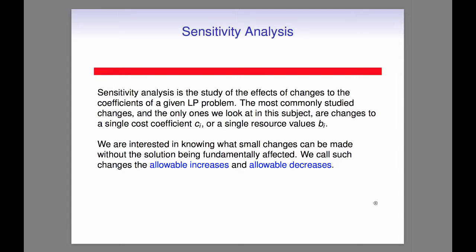We don't look at changes in the constraint matrix, the matrix A that we've been looking at. We only look at the cost coefficients and the resource values, and we'll only look at one of these at a time. We'll just look at changing a single cost coefficient or a single resource value. This will certainly give you the idea of what the main concepts are and how things work. And we've only got 1 week on this, but you'll certainly get to see the key ideas.